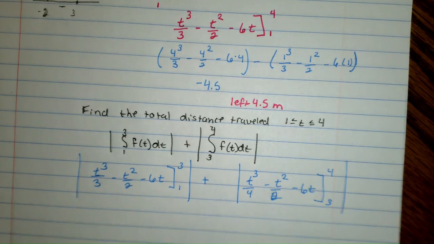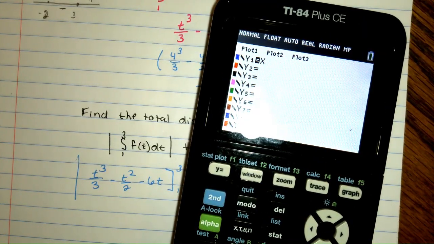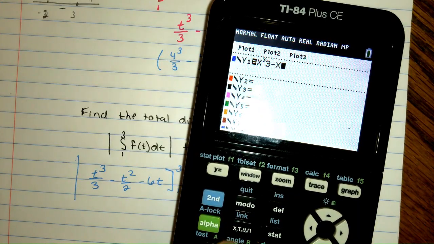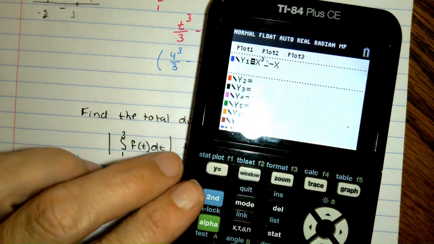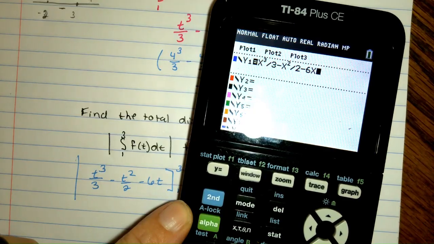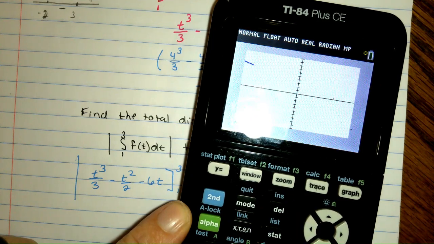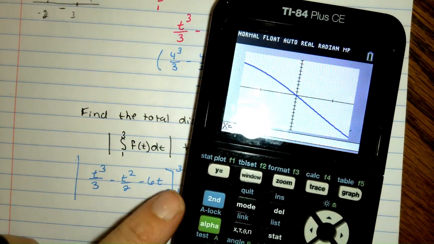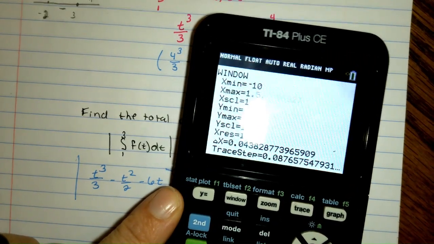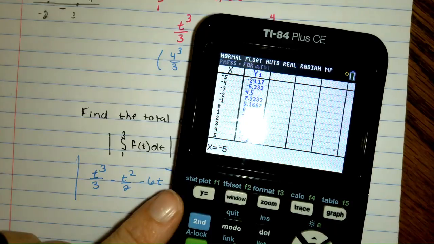So to save myself a little bit of time, I'm going to pop into here, x to the third divided by 3 minus x squared divided by 2 minus 6x. I forgot my divided by sign. And I'm just going to calculate the value. What is my window? Let's go negative 10 to 10 again. And I'll just go to my table. Make sure my table setting's where I want it.